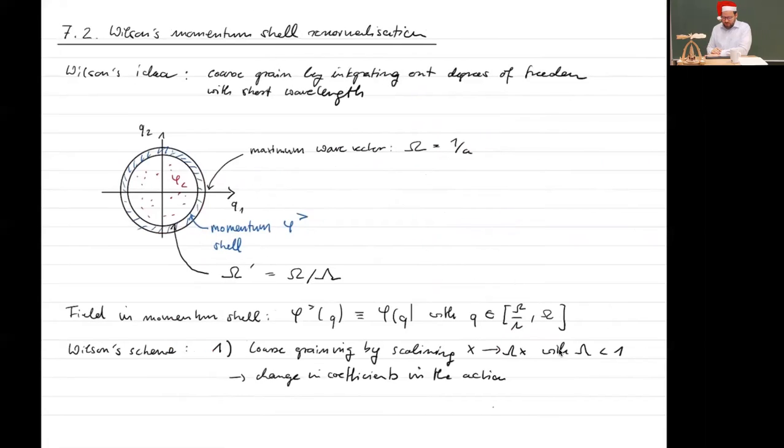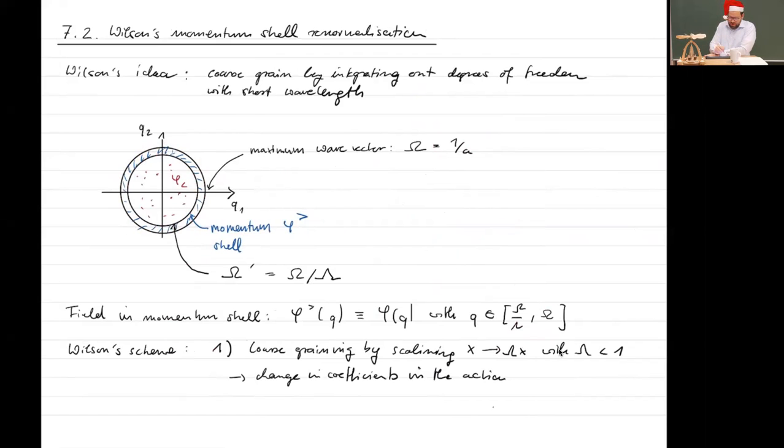So Wilson's idea was to do the renormalization in momentum space. And that's also a reminder, because we had that already last time. What we do in Wilson's momentum shell renormalization is that we take a look at the space of all wave vectors and we integrate out the smallest wave vectors. And so again, as before, there are two steps: the rescaling and the renormalization, the coarse graining.